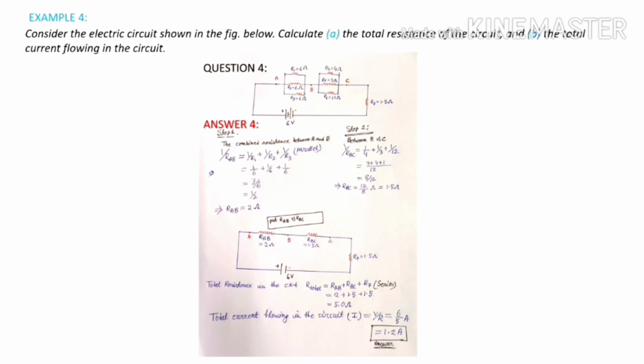and replace them. After that, I calculate the current using Ohm's law formula, V equals IR, and get the result. R total equals 5 ohm and current I equals 1.2 ampere.